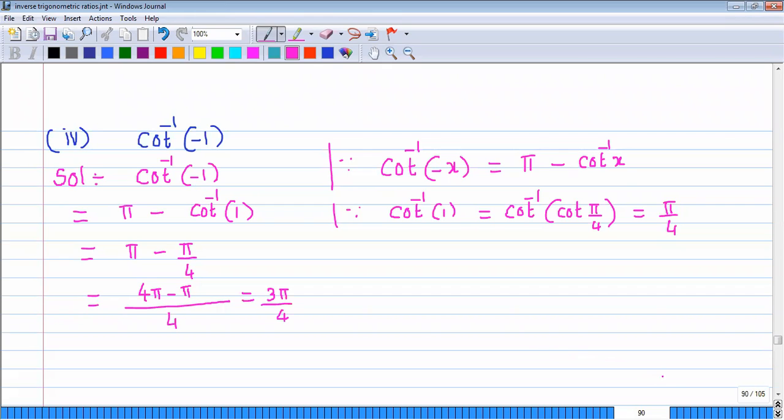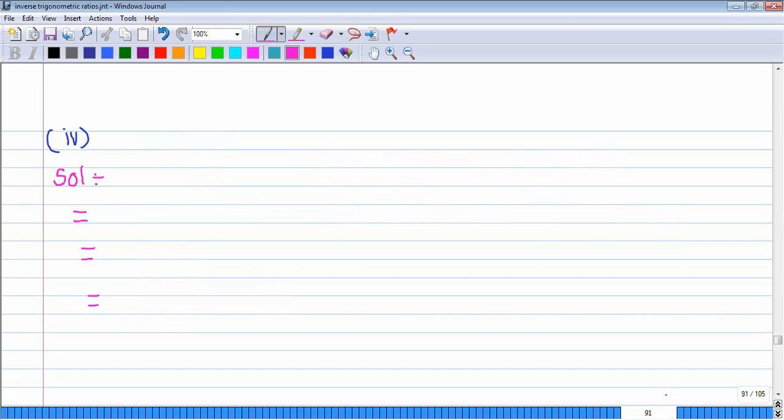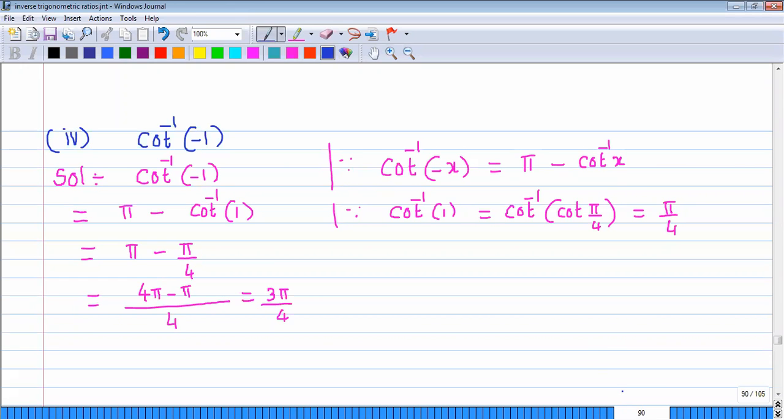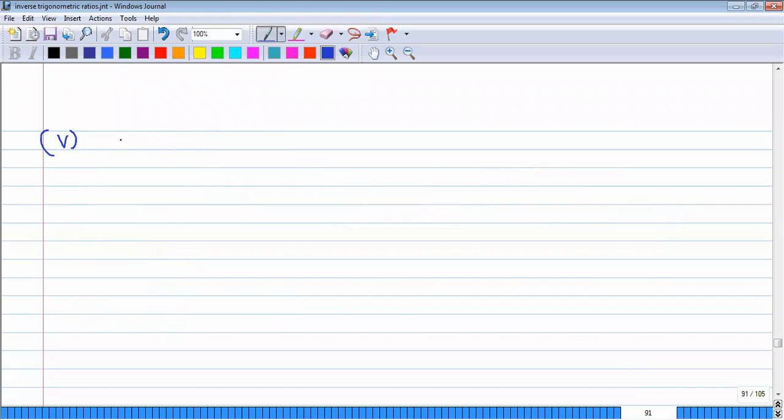Right? Next one. Fifth: secant inverse of -2.